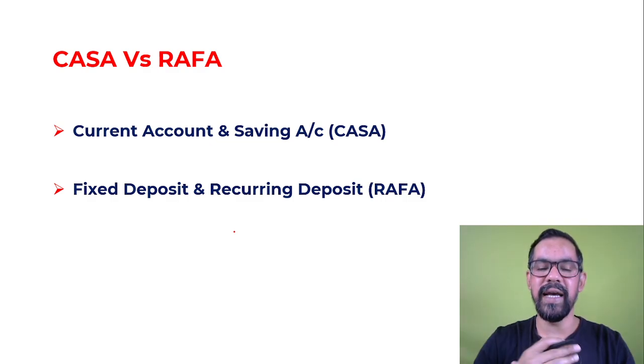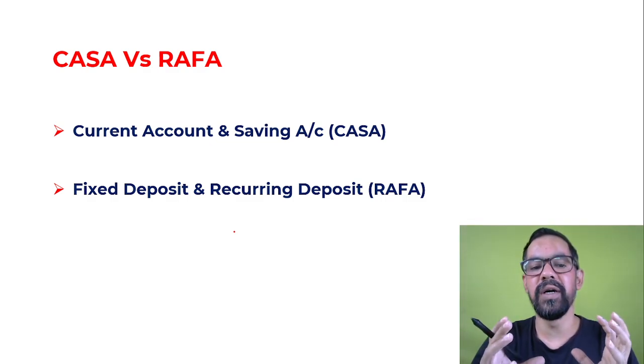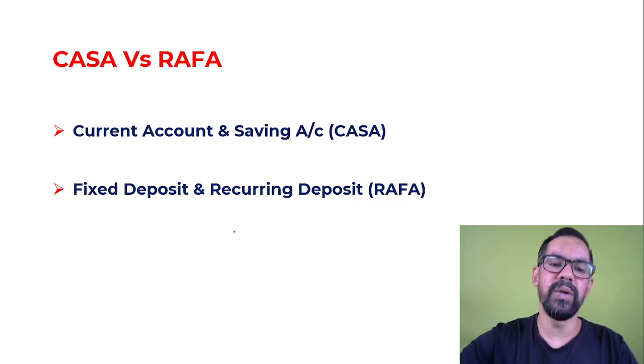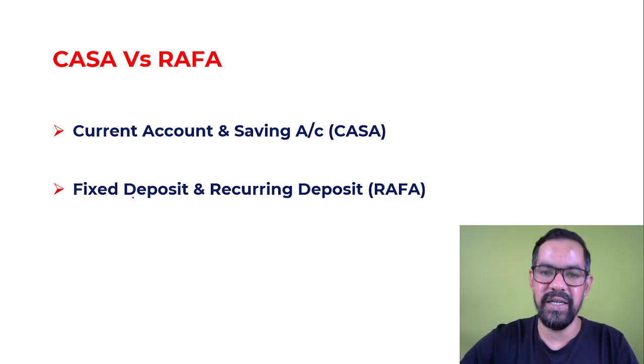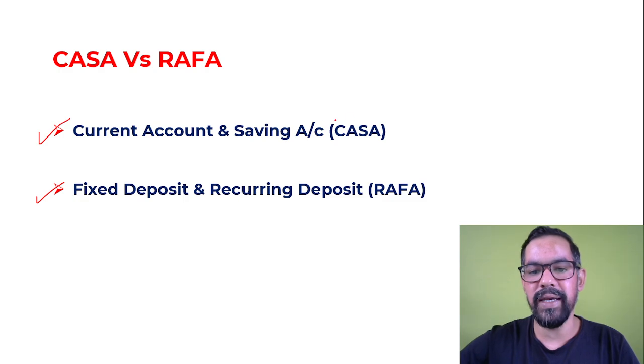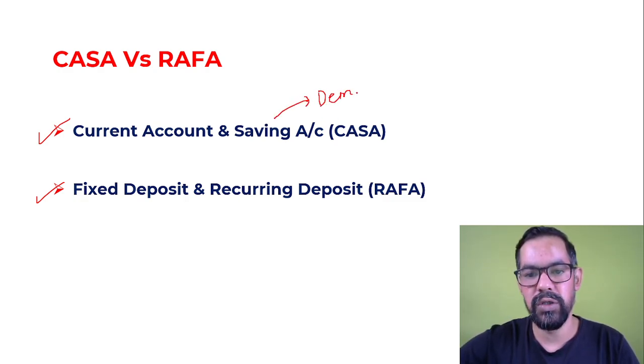I hope you've heard many times about CASA deposit and RAFA deposit. First, you need to know the abbreviations. CASA stands for current account and saving account, and RAFA stands for fixed deposit account and recurring deposit account. Now, CASA deposits are also known as demand deposits.